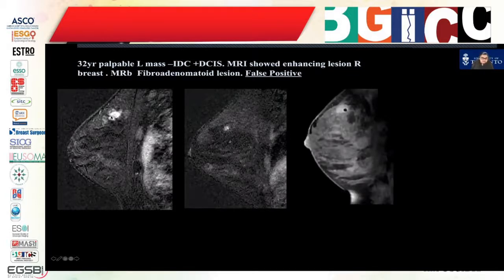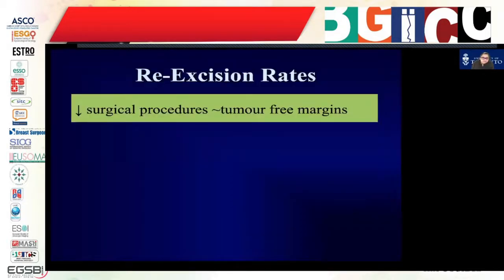This is another example in the left breast. There was an invasive ductal cancer. Another lesion was seen in the contralateral breast. She had multiple biopsies for that. And again, this is a false positive that we sometimes see in MR, which can lead to a treatment delay or overtreatment. So we need to be very careful.